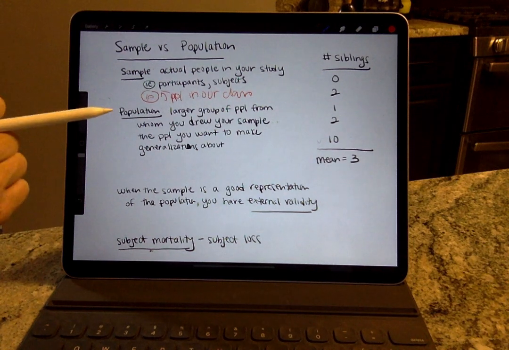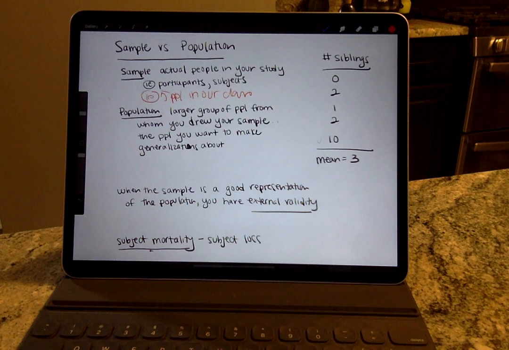How does that differ from the population? Well, the population is the larger group of people from whom you drew your sample. Another way of thinking about it is it's the people that you want to make some sort of generalizations about. Sometimes the population is well defined. Sometimes when people set about to do research, they say in advance that their population is going to be X and that they're drawing the sample from this very specific and well-defined population. But a lot of times it's not well-defined like that, and we really need to think about what the population is.